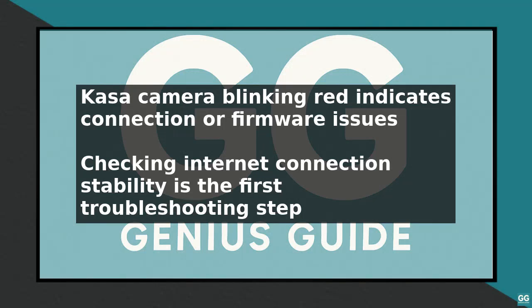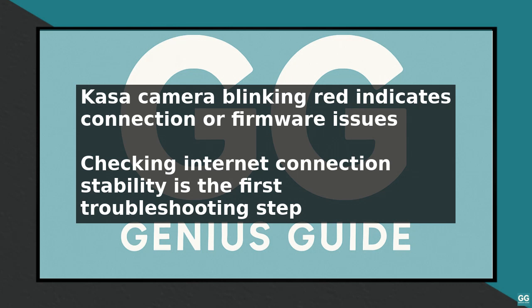To fix a Kasa camera blinking red, start by understanding what the red light indicates. The blinking red light on your Kasa camera typically signifies a connection issue or a problem with the camera's firmware. Begin by checking your internet connection to ensure it is stable and working properly.